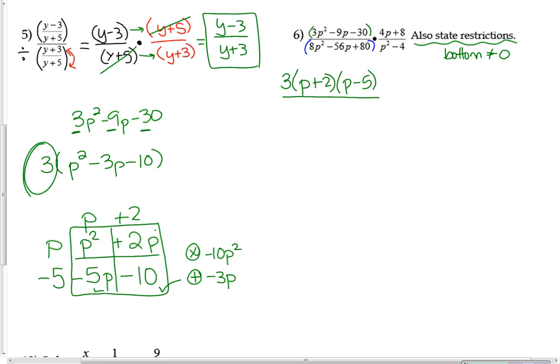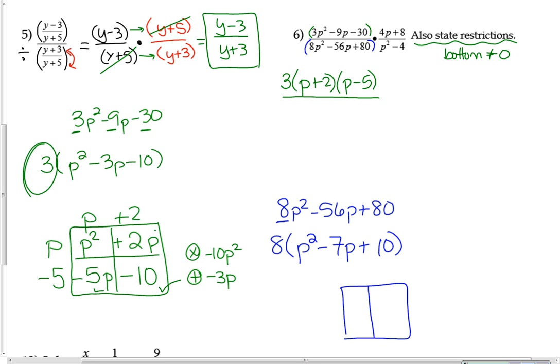Now I need to factor the denominator. So for that one, I had 8p squared minus 56p plus 80. These are big numbers, but again, 8 is my GCF, so I can divide 8 out. 56 divided by 8 is 7, and 80 divided by 8 is 10. So now I need to factor what's left inside. I can factor again by my area model. So I have to multiply to 10p squared, and I have to add to the middle, which is negative 7p.